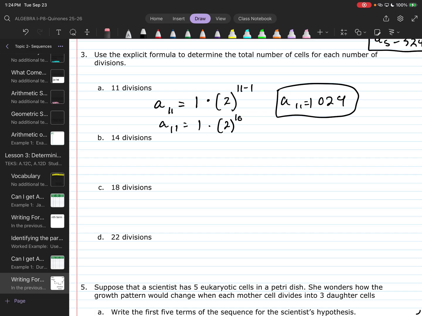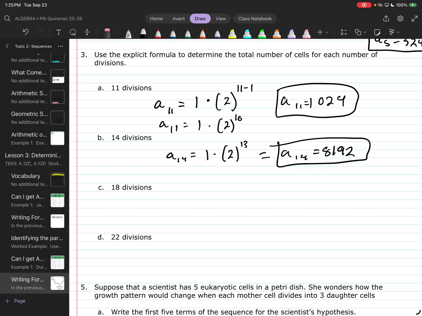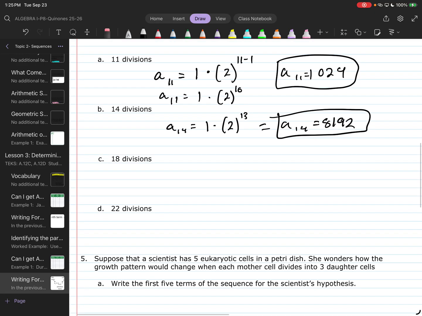So a sub 11 is equal to 1024. Following this same pattern, a sub 14 is equal to 1 times 2 raised to the what power? 13. Which is equal to what? What is a sub 14 equal to? 8,192. Bam, done. Okay? Questions? Can I answer any so far? All right, let's keep going.